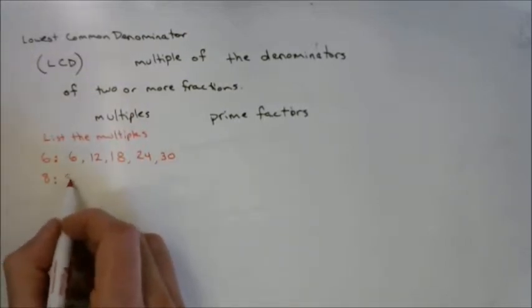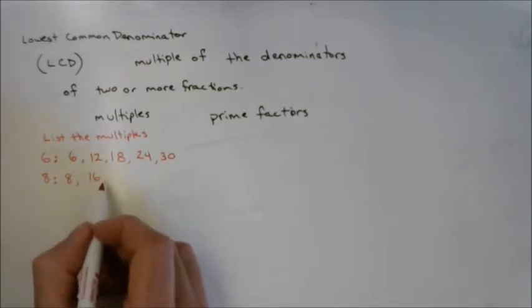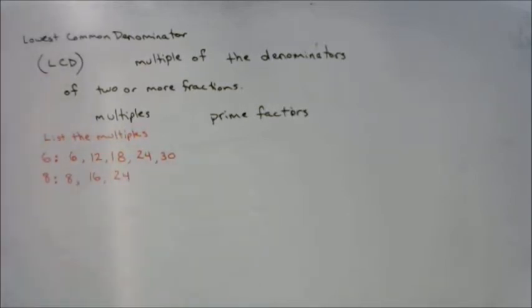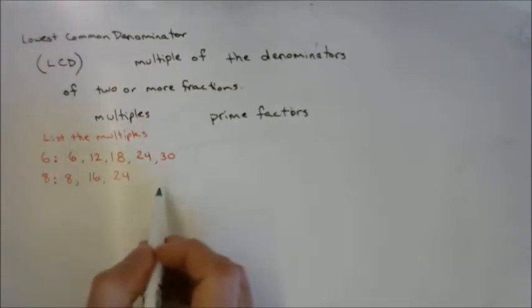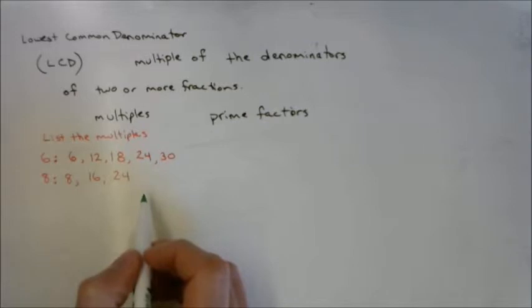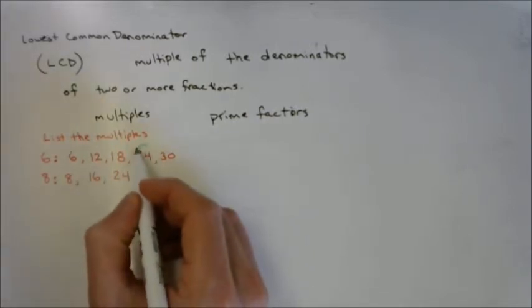Now counting by 8, so we have 8, 16, 24. Oh, I have the lowest. Now I could keep going and I would find more multiples. For instance, they both share 48. 48 is a multiple of 6 and of 8. But you don't have to list that here.